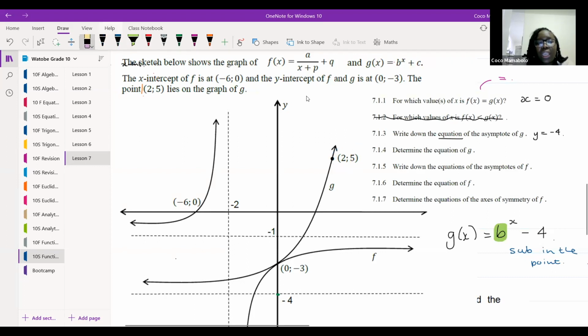Now we're going to take the x value. We know that the x value is 2 and the y value is 5. Remember, g of x is the same thing as y. So we're going to replace g of x with 5 and x with 2, and solve for b. This is what our new equation will look like: 5 is equal to b to the power of 2 minus 4. I want you guys to take it from here. Calculate the value of b for me.